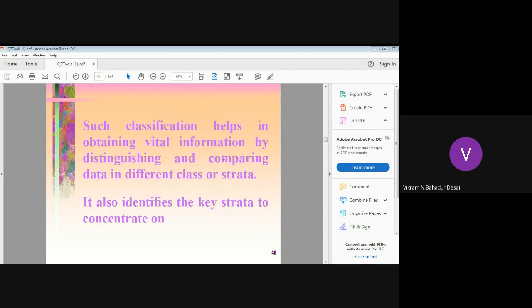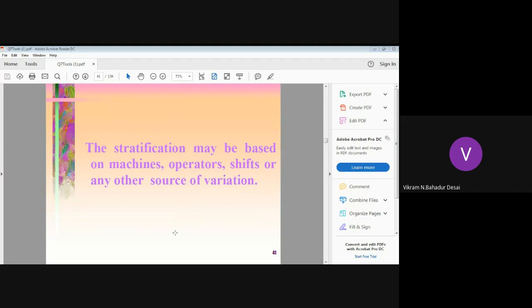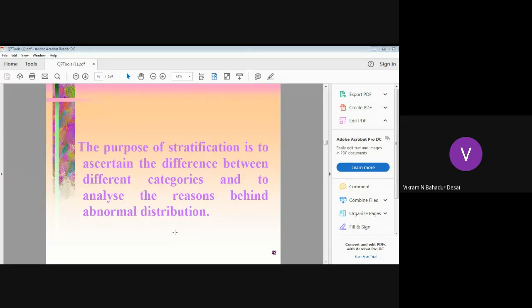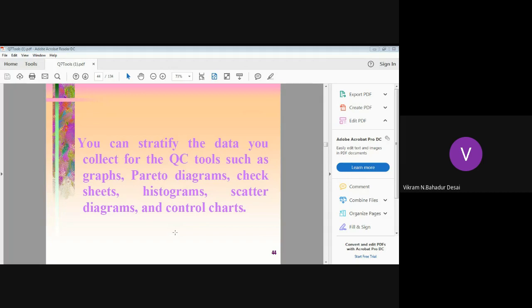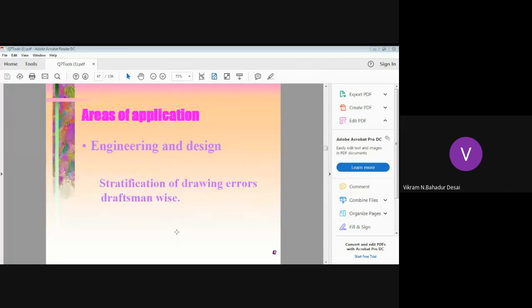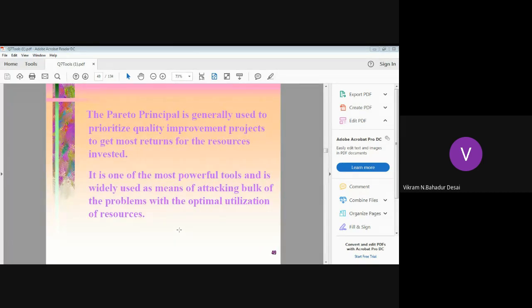Classification helps in obtaining vital information by dividing and comparing data into different classes or strata. You are dividing whatever data into different classes. That is important. It also helps identify the strata to concentrate on, in areas of the Pareto principle. So next comes the important Pareto. It is called the 80-20 principle.